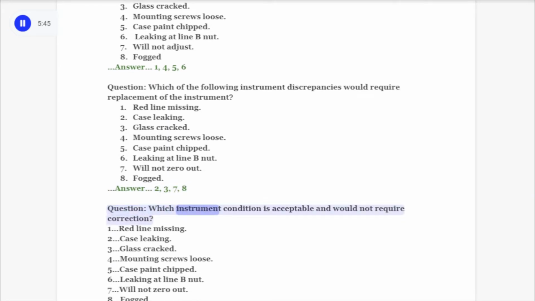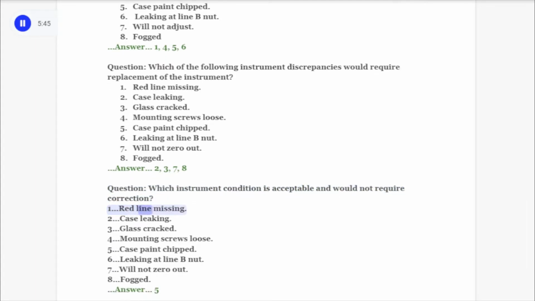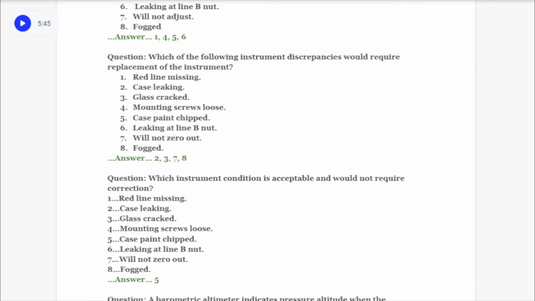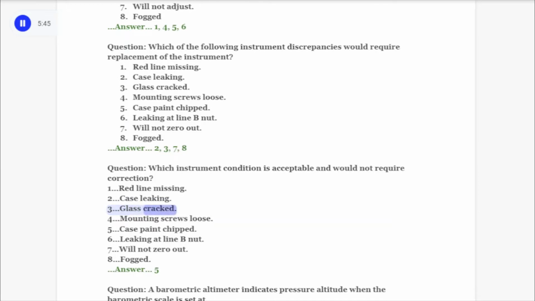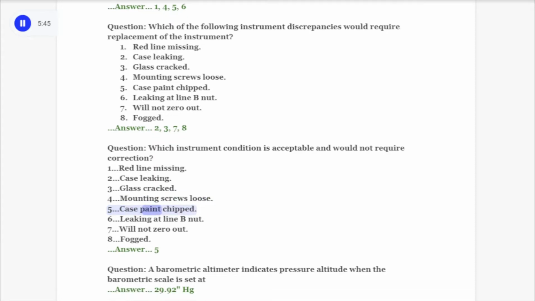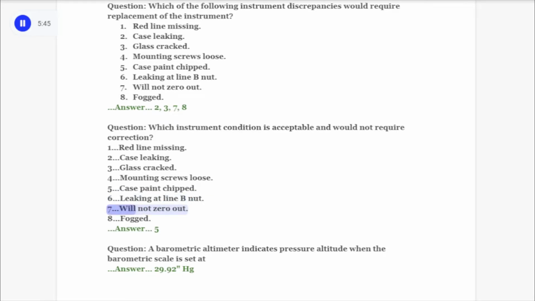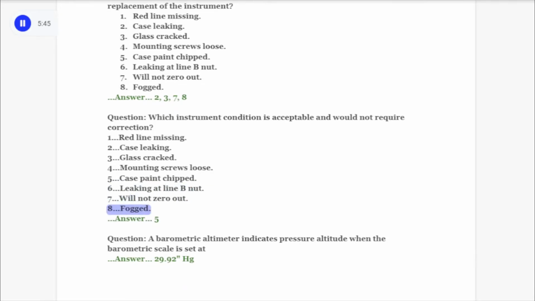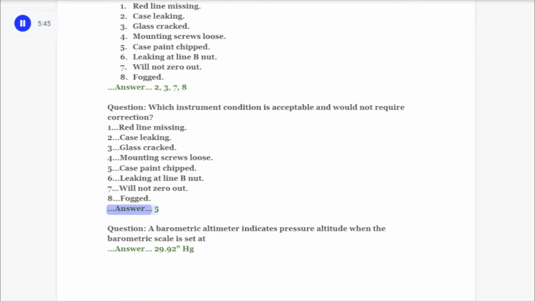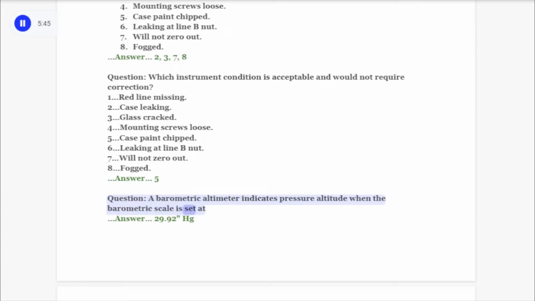Question: which instrument condition is acceptable and would not require correction? 1. Red line missing. 2. Case leaking. 3. Glass cracked. 4. Mounting screws loose. 5. Case paint chipped. 6. Leaking at line B nut. 7. Will not zero out. 8. Fogged. Answer: 5.